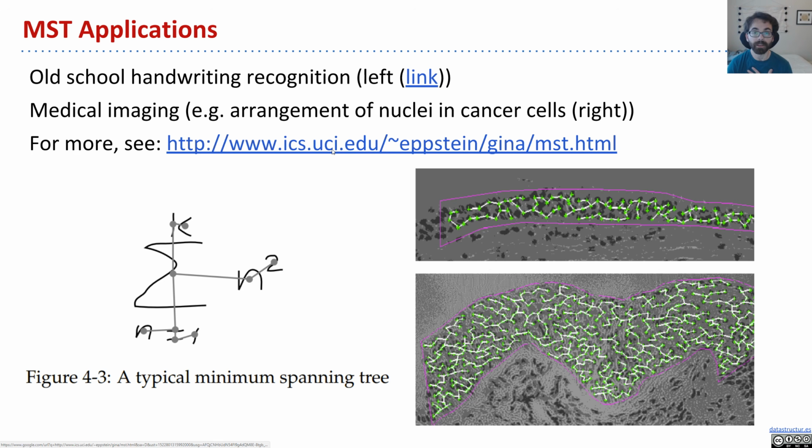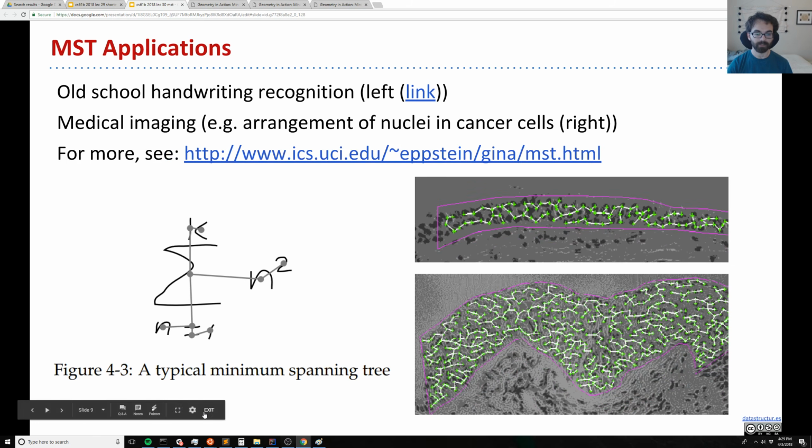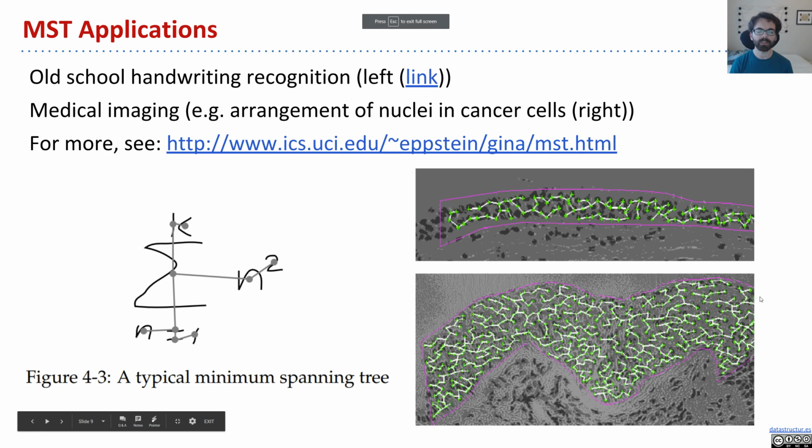Again, these are not my domain expertise, but spanning trees are used in a bunch of places. And there's more here. For example, finding quasar superstructures and more. Okay? But in our class, we're not going to be super concerned with the applications. We're going to be using it more as a math problem, but be aware that it is actually something that's useful out there in the world.